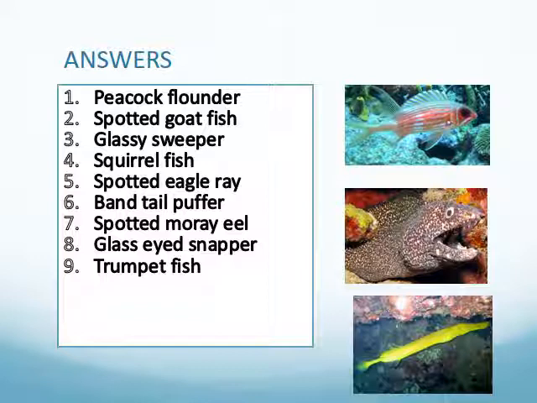6 was a bandtail puffer. 7 was a spotted moray eel. 8 was a glass-eyed snapper. And 9 was a trumpet fish. So how'd you do? I'm curious. I hope you did well on this. This is all you have for notes, and we'll talk about more dealing with classification next class.